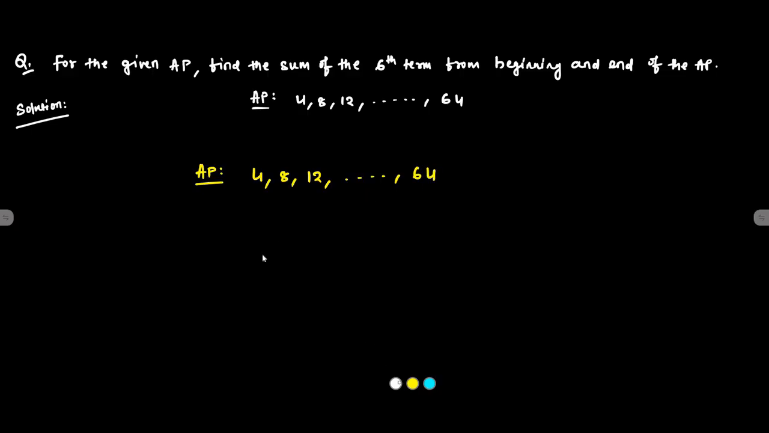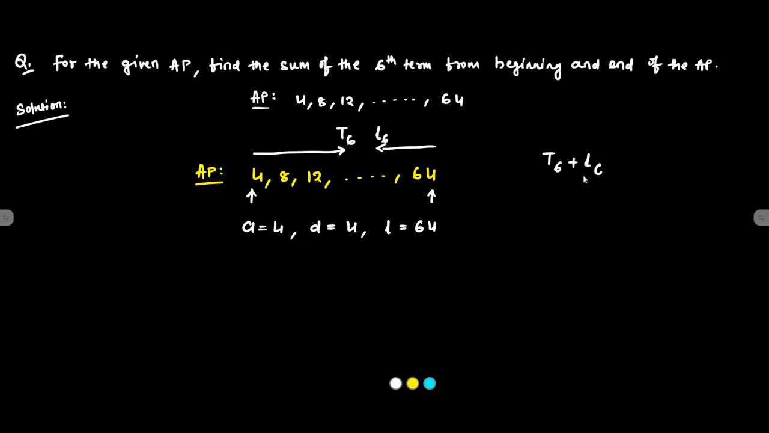So here the first term is equal to 4, the common difference is equal to 4, and the last term is equal to 64. What is asked in this question is, first we have to find the sixth term from the beginning and the sixth term from the end, and then find the sum of these two terms.